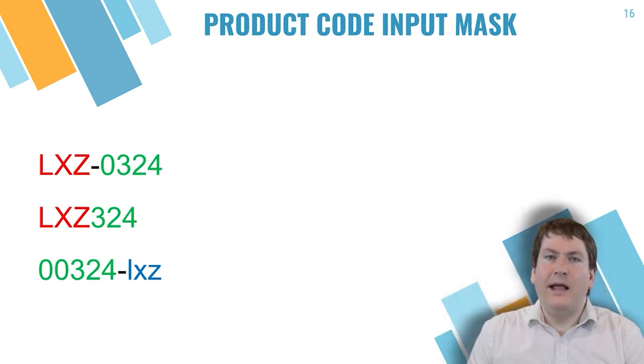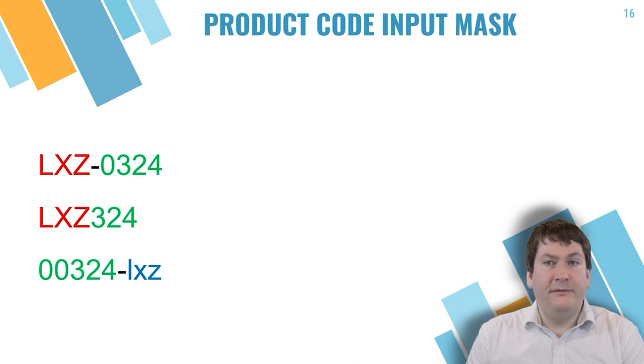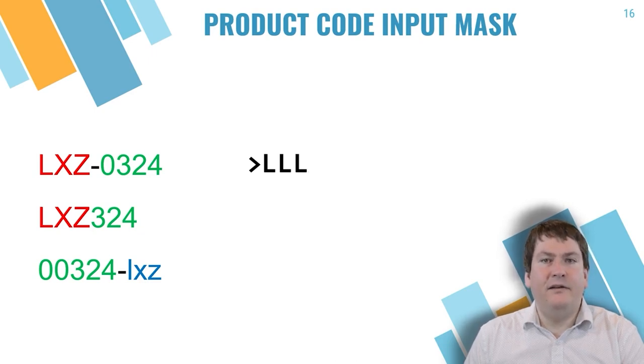And we're back. Let's take a look at the solutions. For the first product ID, we have three uppercase letters, followed by a dash, and then four digits. The first thing we need to do is handle the capitalization. We do that with a greater than sign, which tells Access that all the following letters must be uppercase. Next, we need to handle the three letters. The character L in an input mask denotes that a single letter must be provided. In this case, we have three L's, as we need three letters.